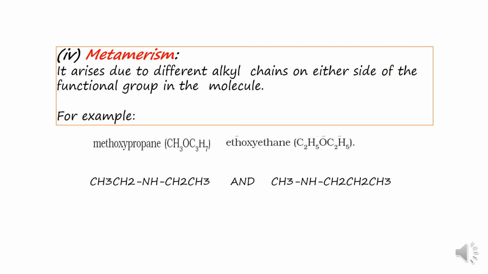Similarly, if you are talking about a secondary amine like NH, on both sides in this compound you are seeing ethyl groups, and on the two sides of this compound you are seeing methyl and propyl groups, although the molecular formula of both compounds remains the same. So we call such isomers metamers.